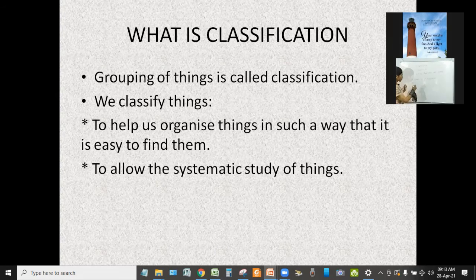And when I say grouping, it means we are putting things in different groups or in classes based on their characteristic. Okay, and why we need to classify things? Because, like I said, it helps us to organize things in such a way that it is easy to find them.